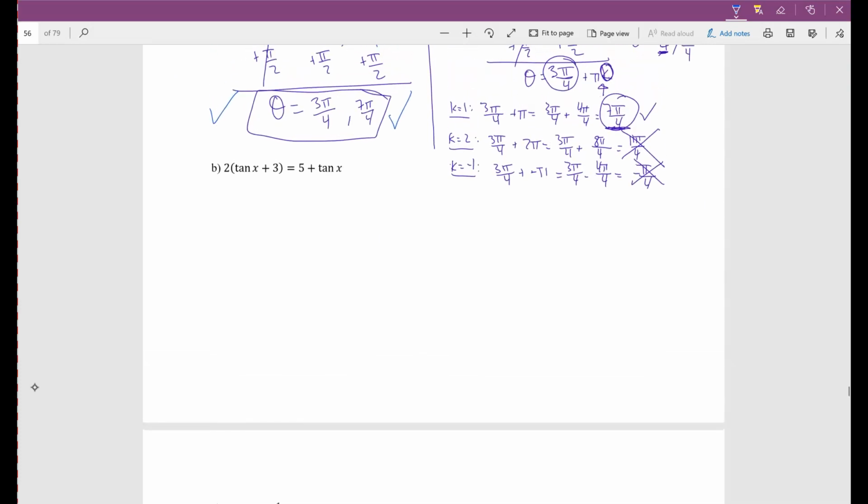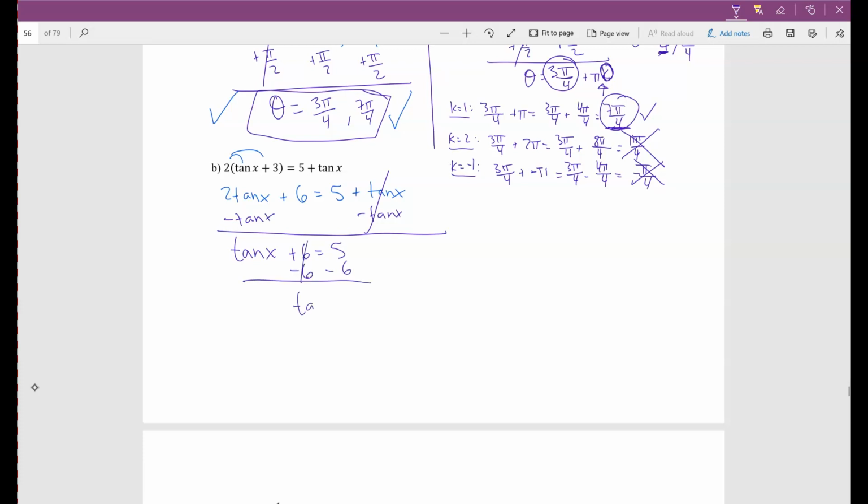So let's just finish up this video by doing this problem. So I'm going to go ahead and distribute these two. So I'm going to have 2 tangent of x plus 6 is equal to 5 plus tangent of x. Okay, notice that I need to combine the like terms in this case. So let me subtract tan of x. So here I'm going to have just 1 tangent of x plus 6 is equal to 5. And then I subtract by 6. So I'm going to get tangent of x is equal to -1.